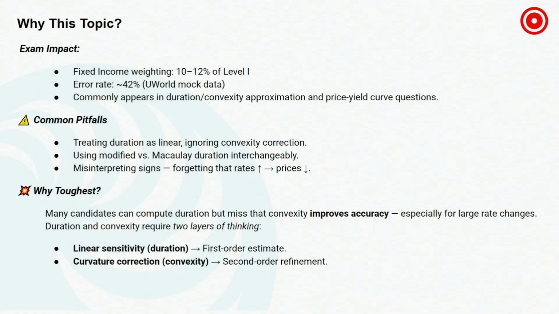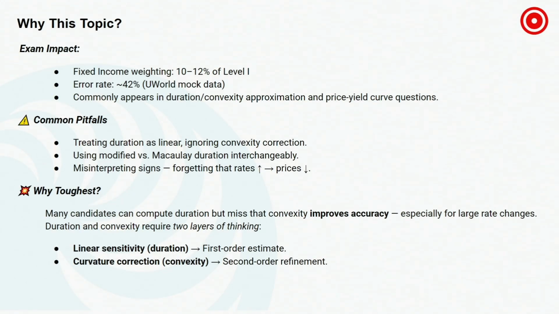Of course, hopefully with a margin of error there as well to ensure that you comfortably pass on exam day. Some of the common pitfalls are treating duration as a linear concept and ignoring the second derivative of bond pricing, or convexity, when thinking through bond price changes for changing rates and different types of bonds, using modified versus Macaulay duration, or misinterpreting the relationship between bond prices and interest rates, as well as the impact directionally of convexity for different types of bonds.